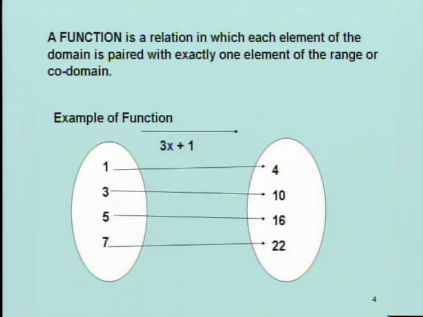So if you take the first example, 3 times 1 plus 1 is 4. So 1 is mapped onto 4. 3 times 3 plus 1 will give us 10. So 3 is mapped to 10. 3 times 5 plus 1 will give us 16. So 5 is mapped to 16. And 3 times 7 plus 1 will give us 22. So we have 7 mapped onto 22.